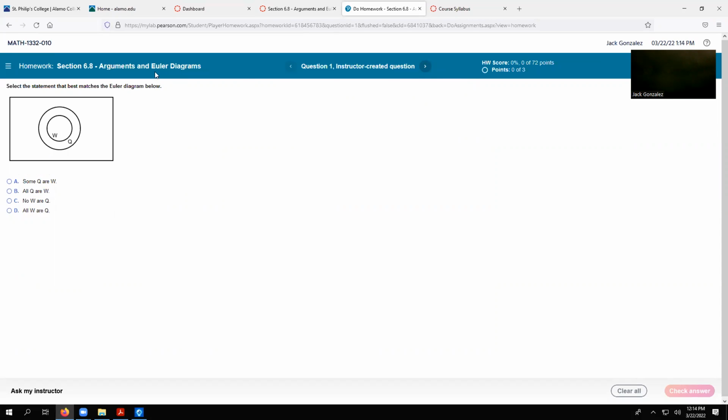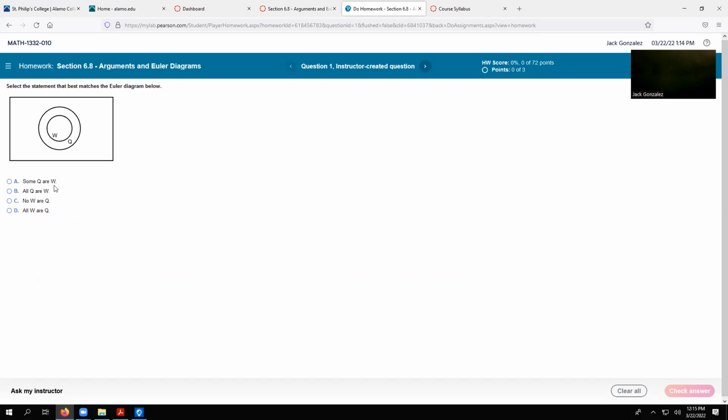But let's just look at what the heck is an Euler diagram. So we've kind of been doing them already, like the little circles. So here, you see the W is this inner circle and Q is the outer circle. So which of these statements are true in your homework?